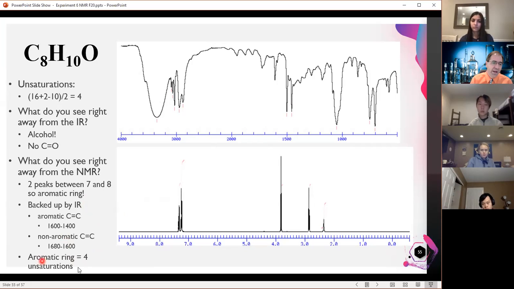And then the aromatic ring would be our 4 unsaturations. So right away, just by glancing at the spectra, I know I've got an alcohol. I know I've got an aromatic ring. Well, an aromatic ring, that's 6 of my carbons right off. Okay, that's a lot of my molecule. And an O and an H, so that's a good number of it already.